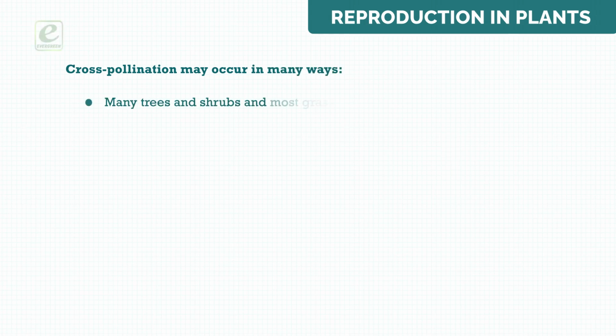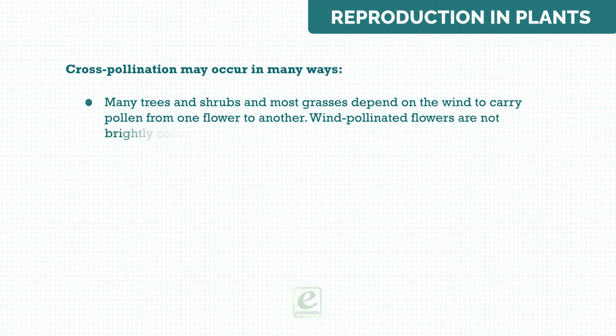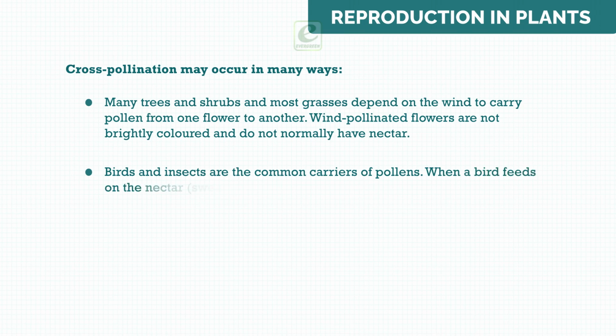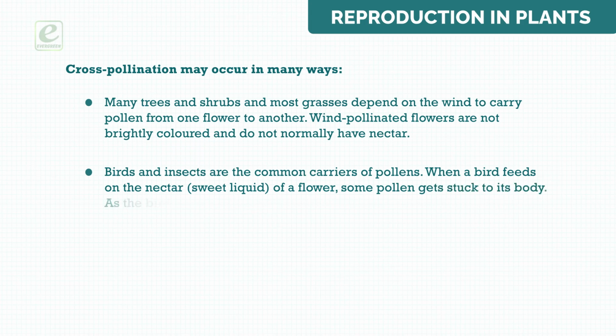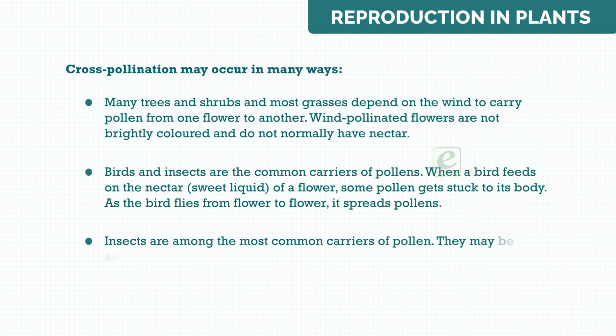Many trees and shrubs and most grasses depend on the wind to carry pollen from one flower to another. Wind-pollinated flowers are not brightly colored and do not normally have nectar. Birds and insects are the common carriers of pollen. When a bird feeds on the nectar, the sweet liquid of a flower, some pollen gets stuck to its body. As the bird flies from flower to flower, it spreads pollen. Insects are among the most common carriers of pollen. They may be attracted to a flower by its scent or coloring.